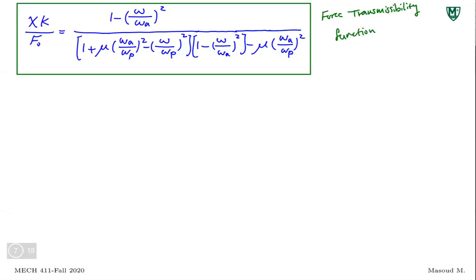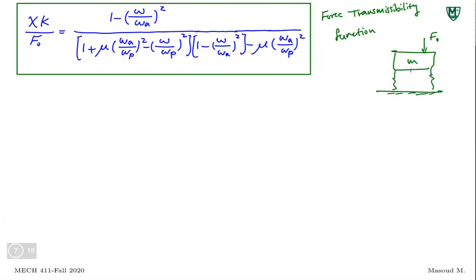This tells me that for a given input force, where F naught is the magnitude of the input force, how much force my primary structure, the main structure whose vibration I'm trying to absorb, tolerates. So how much of this force applied to the system is actually transmitted to the primary structure, right?